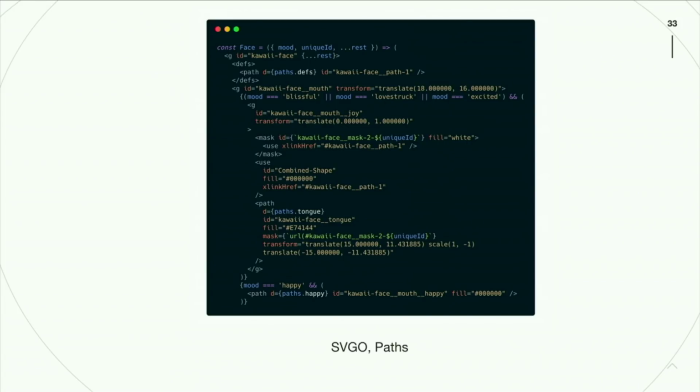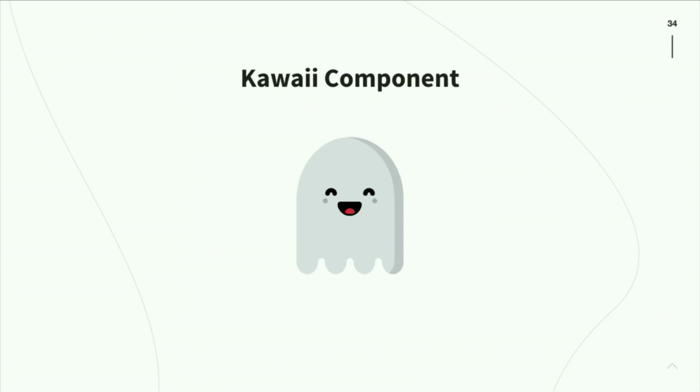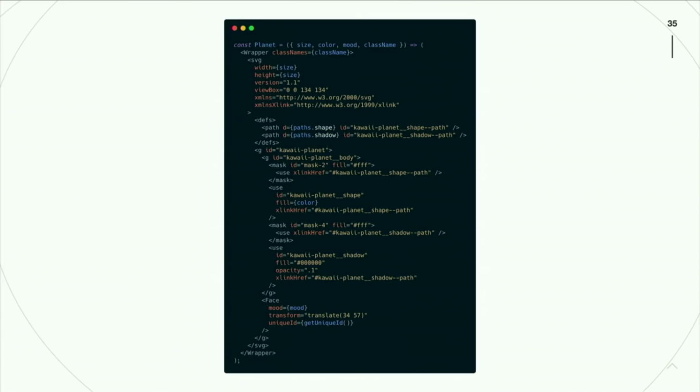Another thing that I did was move the paths into a different file. It was Sara Vieira, a developer from Portugal, that helped me with this part, putting the paths in a different file. So the code is much cleaner. And then I defined the kawaii component. The kawaii component is basically the body of the illustration, and inside this component lives the face.